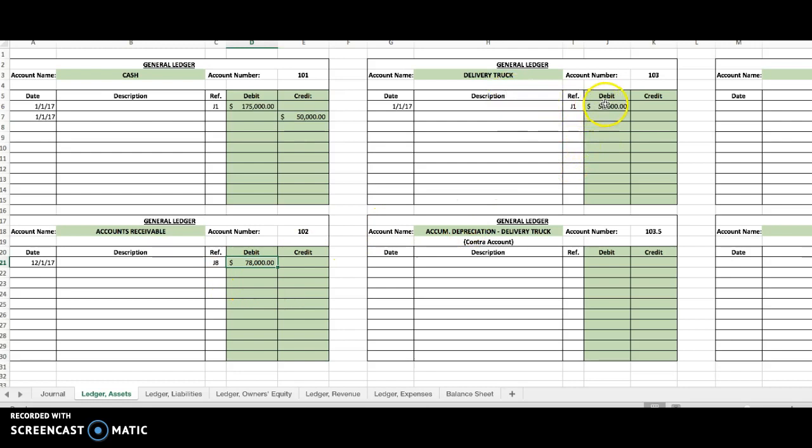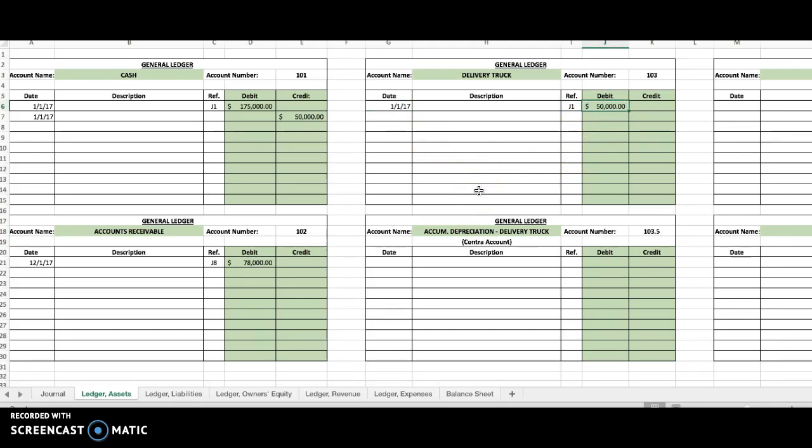And over here is our delivery truck. This is an asset account, account 103. And on January 1, we purchased the delivery truck for $50,000. So that's a very simple account. Debit delivery truck for $50,000, as you see, and we credit cash because it went down $50,000.